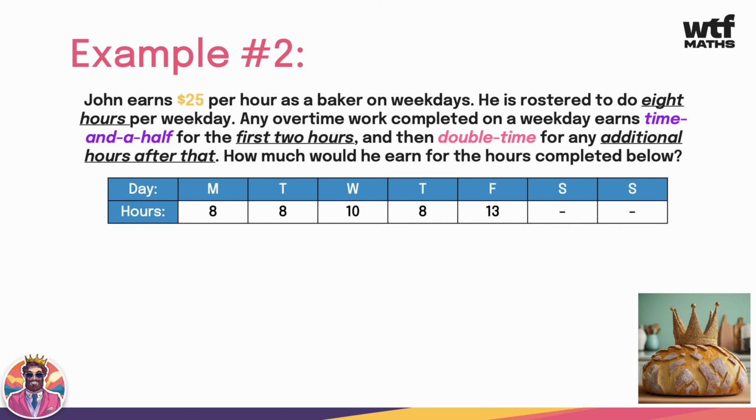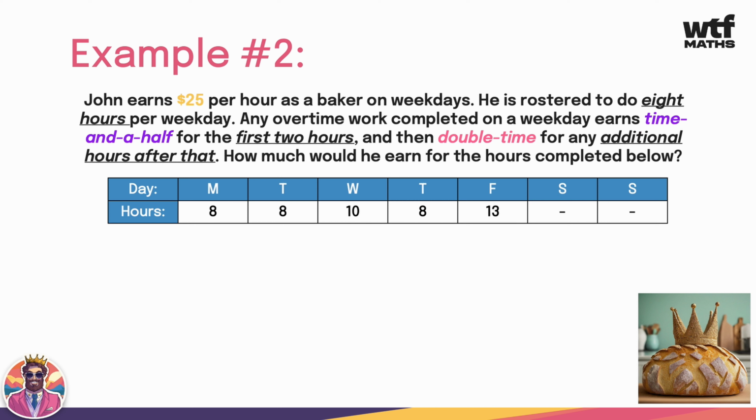Alrighty, here's another question I'd like to try together. So John earns $25 per hour as a baker on weekdays. He's rostered to normally do 8 hours per weekday. Any overtime work completed on a weekday will earn him time and a half for the first 2 hours and then double time for any additional hours after that. So how much money would he earn for the hours completed below?